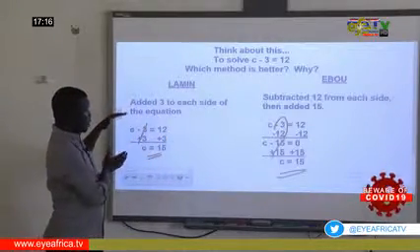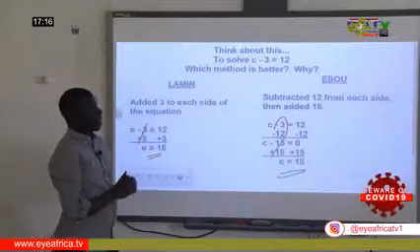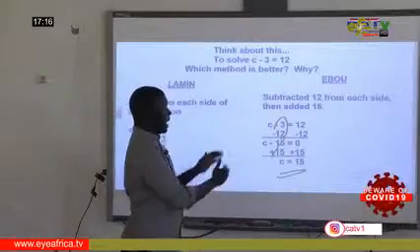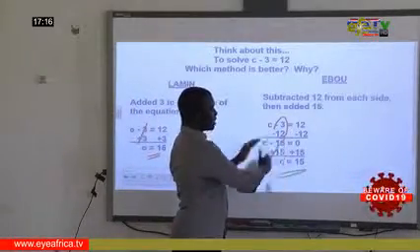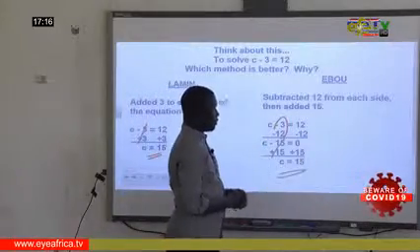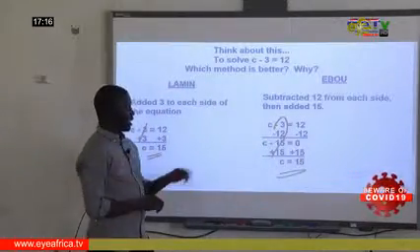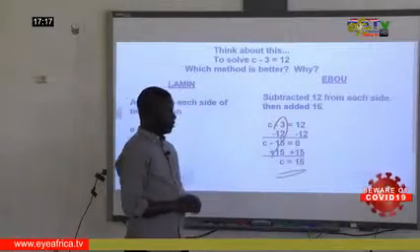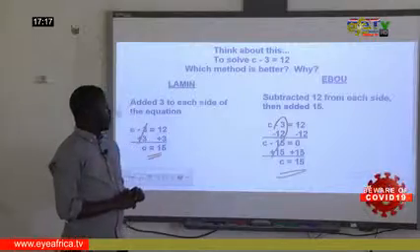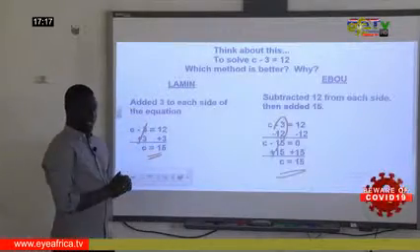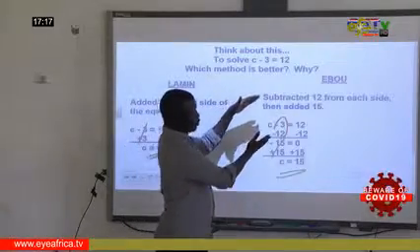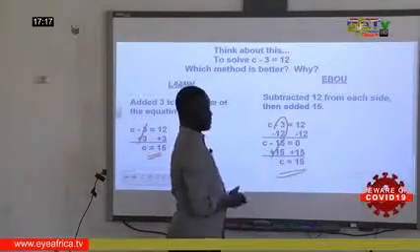Lamin's work is only a one-step solution, and Ibu's work is a two-step solution. He subtracted 12 from both sides, and then added 15 onto both sides to undo the negative 15 and isolate the variable. So by the look of things, we know that Lamin's work is easier, a one-step solution, and we can see Ibu has two steps to get to the solution.